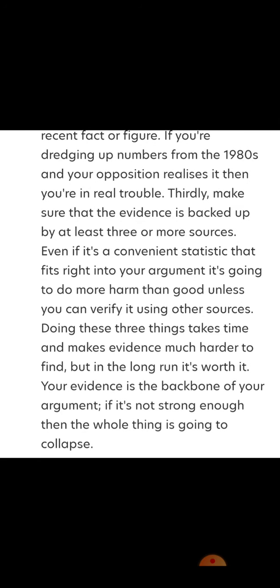Suppose you are dredging up numbers from the 1980s and your opposition realizes that, then you are in trouble. Not only the adjudicator or the judge, but the opposition, suppose they catch the fact that you are presenting the fact wrong, then they will destroy your entire debate. A single wrong fact will make you defeated. So please don't read that.